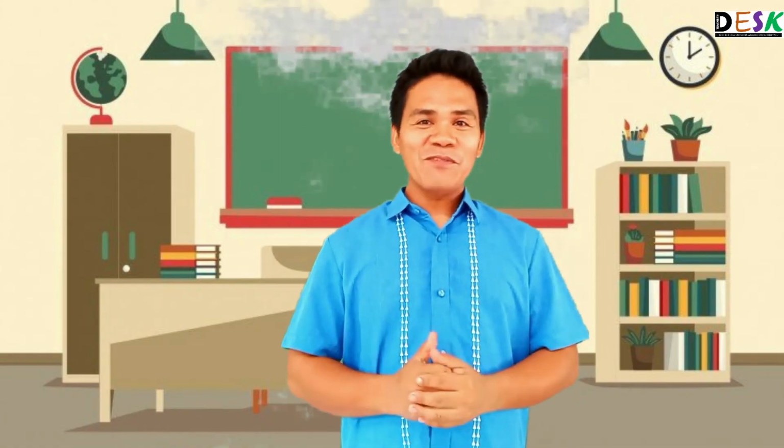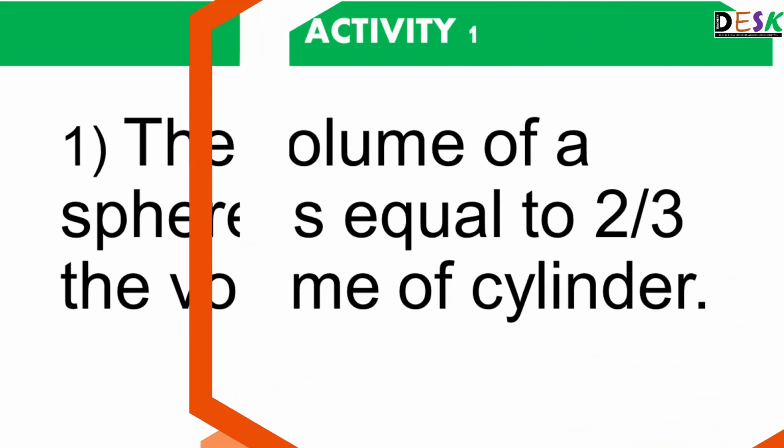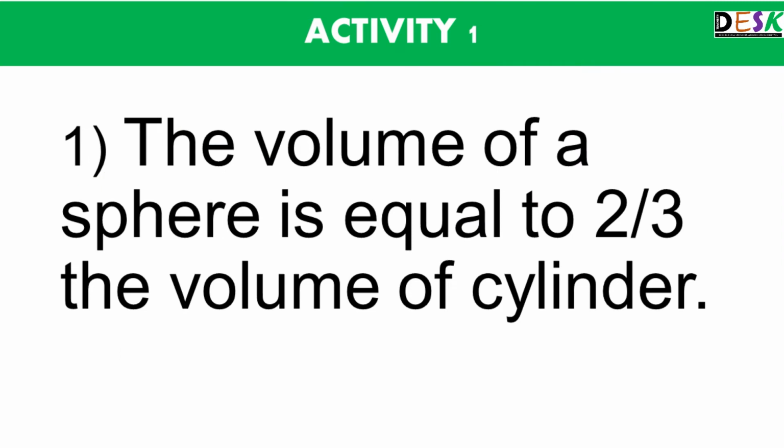Let us now see if you have learned from our discussion. Activity 1. Direction: Draw a cylinder if the statement is correct. Otherwise, draw a cone. Number 1. The volume of a sphere is equal to 2/3 the volume of a cylinder.